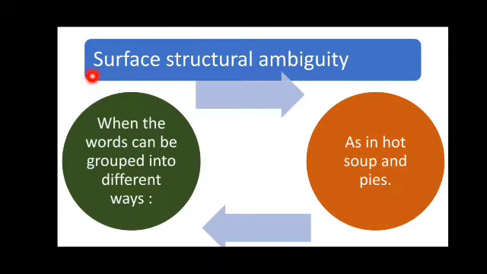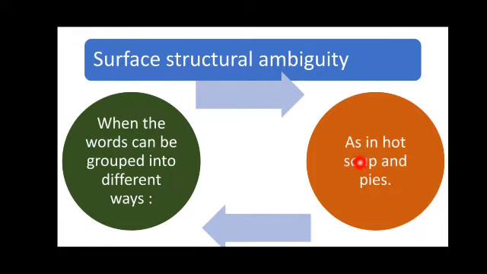First, we will discuss surface structural ambiguity. So what is a surface structural ambiguity? When the words can be grouped in different ways, so you have a choice. You can group the words in different ways, and grouping the words in different ways will give rise to surface structural ambiguity. For example, as in hot soup and pies. So here we have ambiguity, and that is surface structural ambiguity.